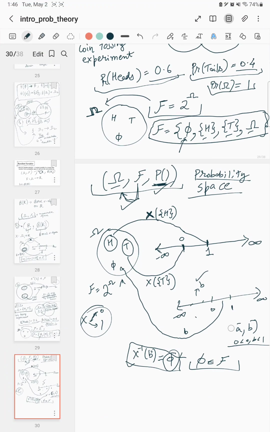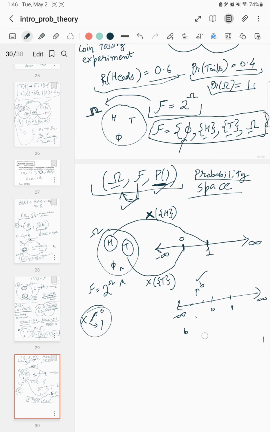Sorry about that. Now let's take a Borel set which has one interval here and one interval here. So let's say we have some Borel set, capital B, where this is the set of all real numbers between a and b, where a is less than 0 and b is between 0 and 1.